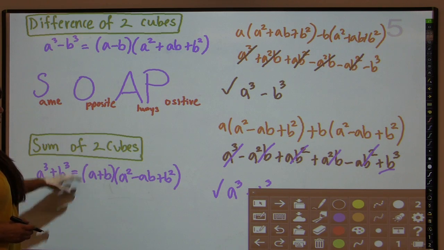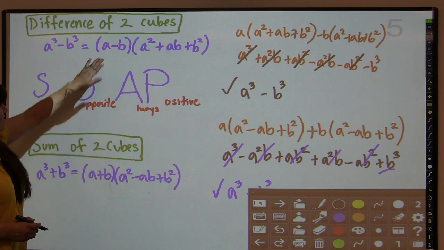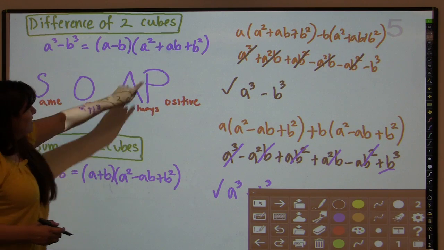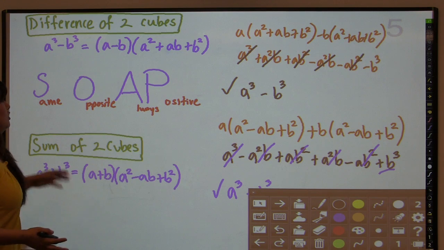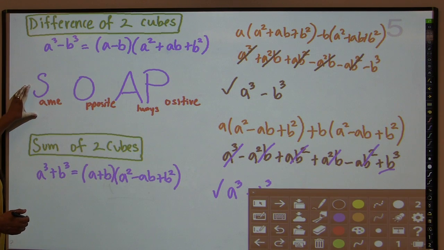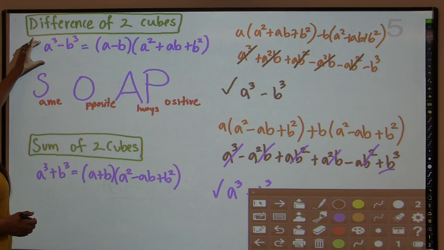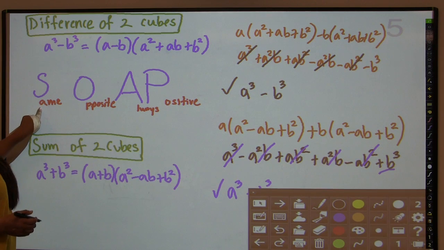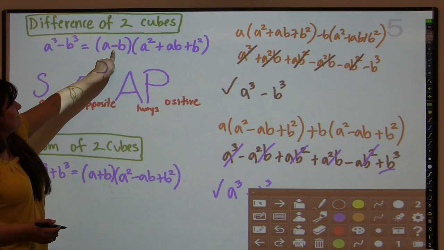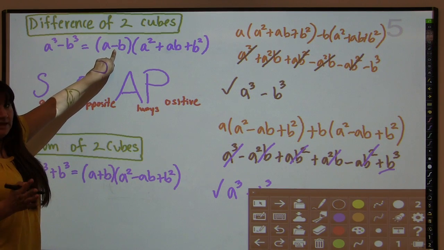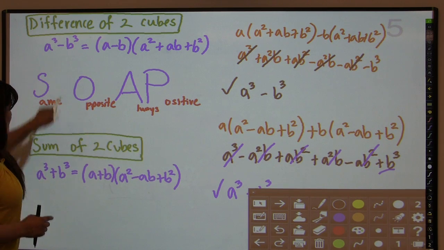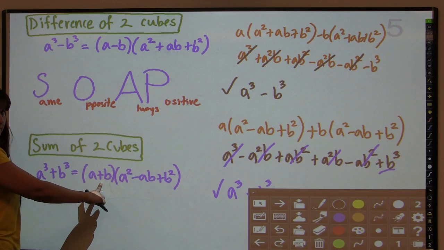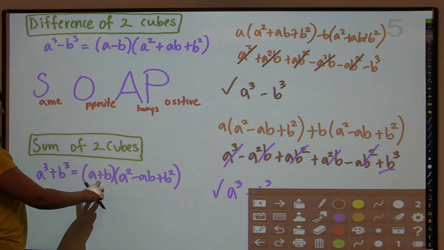sum of two cubes, they're pretty much the exact same thing. This is a minus b, this is a plus b, this is a positive ab, and this is a negative ab, and that's the only difference. So this acronym helps you remember that. So if you have a cubed minus b cubed, the S, meaning same, is telling you that this negative sign is the same as this guy. And so here, because this is a plus, it's the same. So the very first symbol is the same.